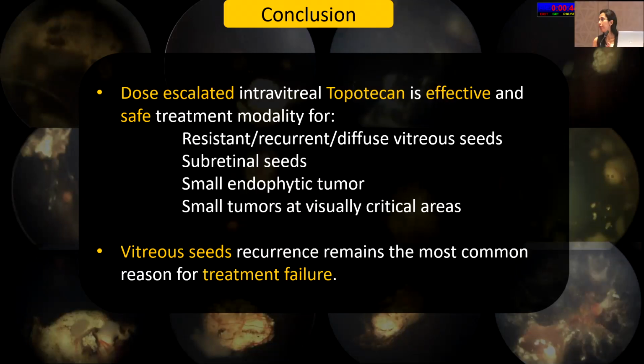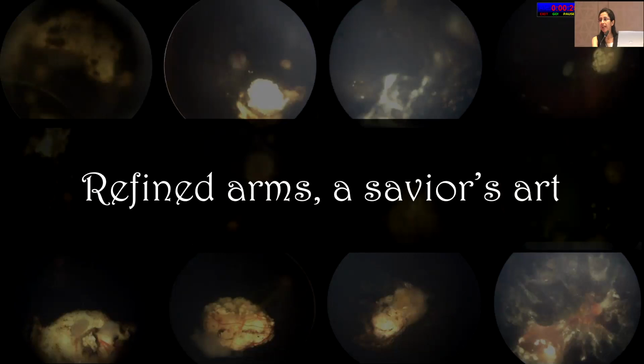So to conclude, I would like to say, despite the best of our efforts, eyes which were initially unsalvageable because of resistant or refractory seeds or recurrent tumors are now amenable to eye salvage by adopting a tailored approach, that is dose escalation between 45 to 90 microgram as an effective and safe modality. And lastly, I would like to thank by saying refined arms are truly savior's art.